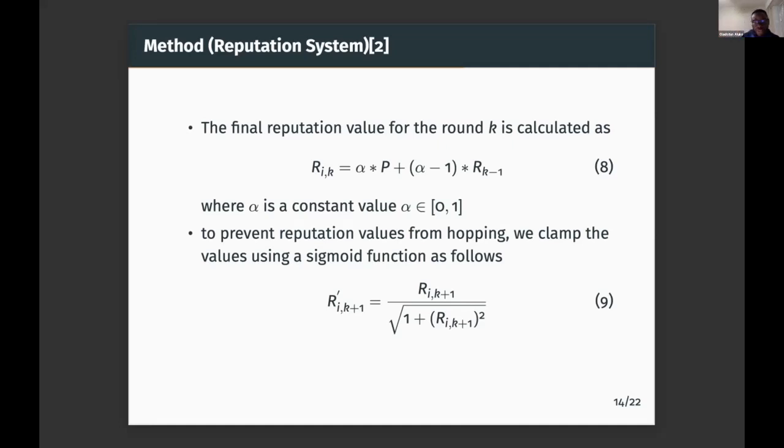So to prevent reputation values from blowing up, we clamp the values using a sigmoid function. So we take the values generated with the equation on line 8, and then we use a sigmoid function, and we define that sigmoid function on line 9.